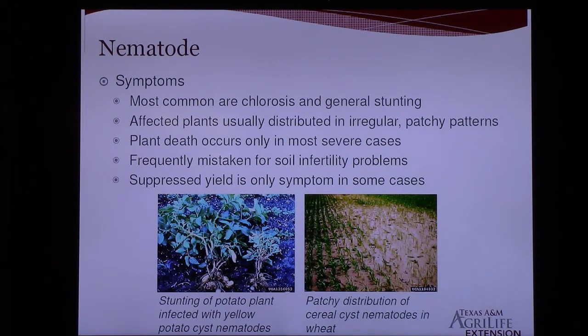With nematode symptoms, you're going to see affected plants usually distributed in irregular or patchy patterns. You might have one over here, you might have one over here, whereas with a virus, you're probably going to have all of the plants in the same area affected. With nematodes, they might be kind of scattered. Plant death occurs only in the most severe cases, so nematodes are not necessarily going to kill the plant unless it's a severe case. Many times, it's mistaken for soil fertility problems.